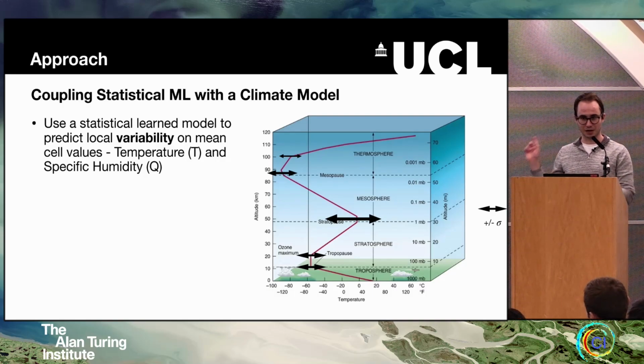I should point out that the black arrows here are not necessarily representative of the uncertainty or the variability that is present here. They're just to get the gist of what we're going to do.